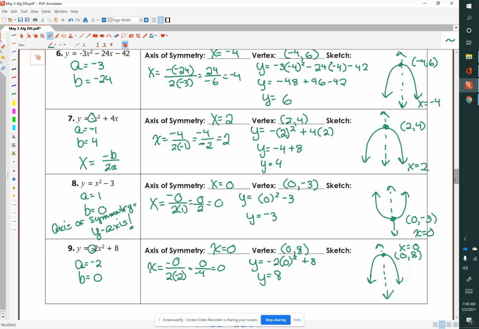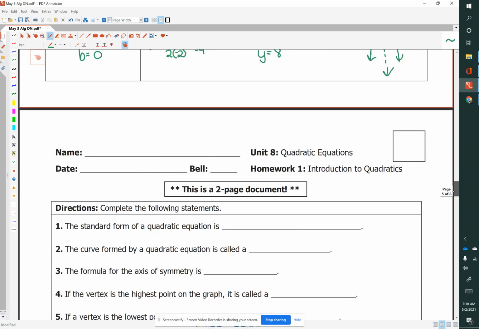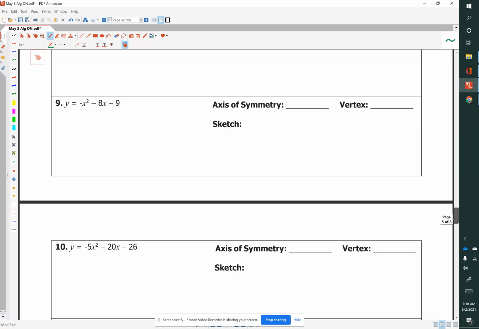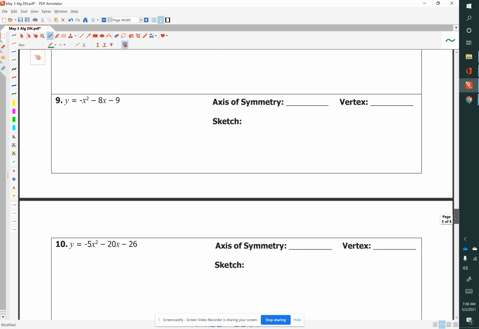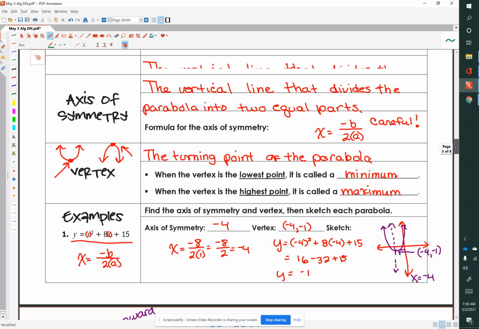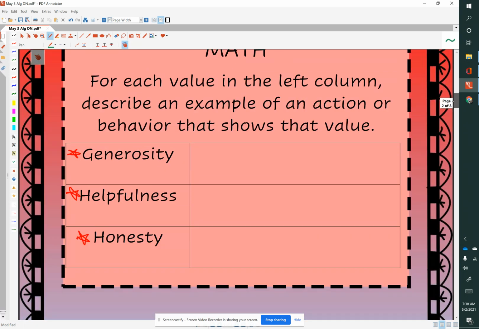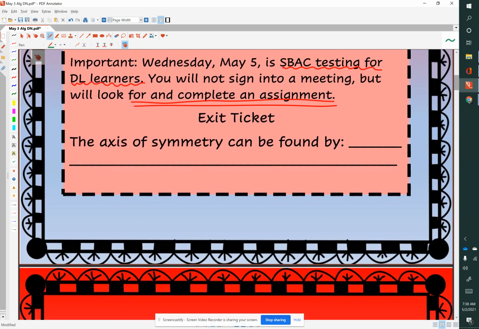So that's it. Your homework today is right here. More of the same, of course. And let's go back to our exit ticket, which asks us how to find the axis of symmetry. We find the axis of symmetry with the formula x equals negative b divided by 2 times a. And that's how we find the axis of symmetry.